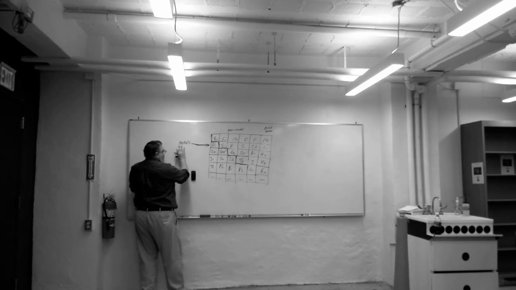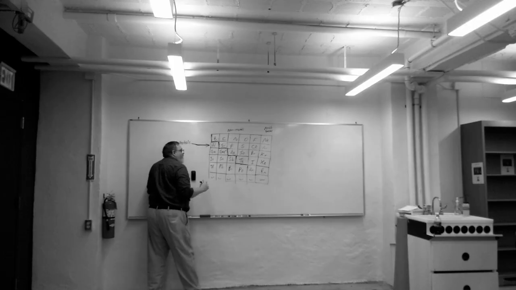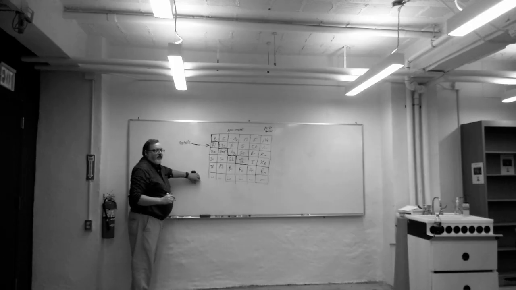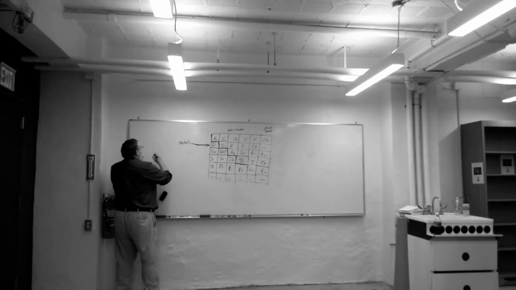And there's one exception to this. There's one other non-metal on the periodic table. Do you know which one it is? It just doesn't happen to be up there on the right. Anybody? Yes, hydrogen.